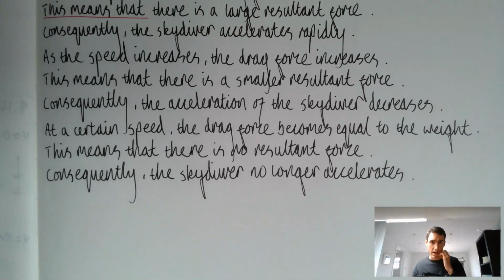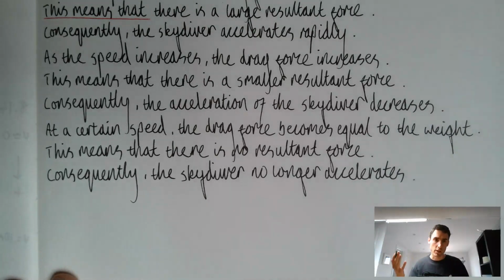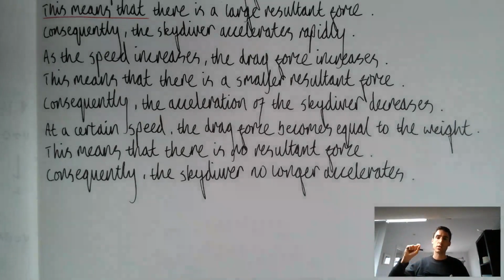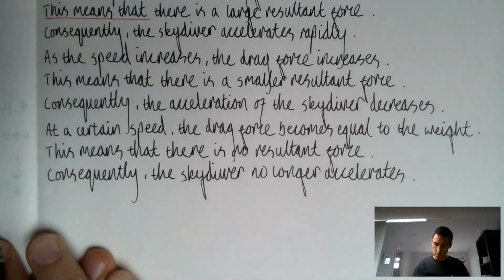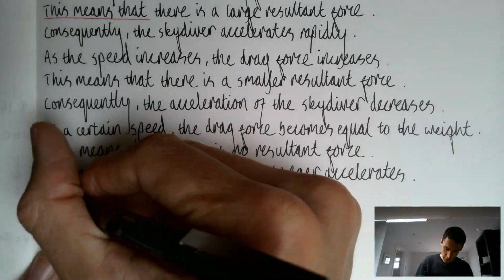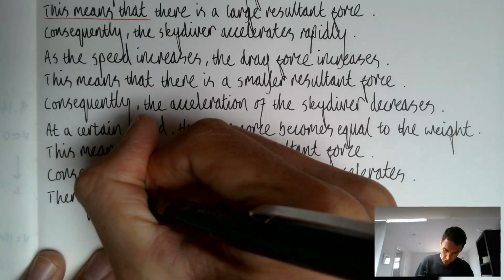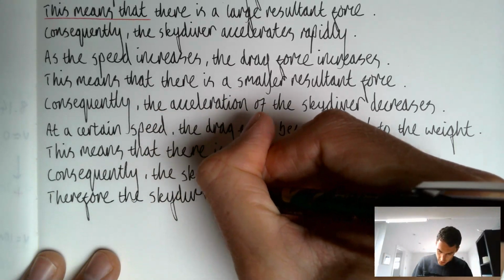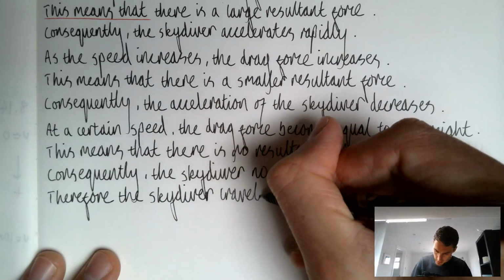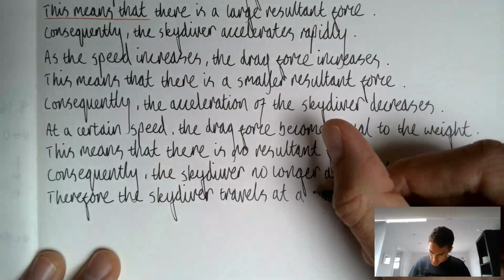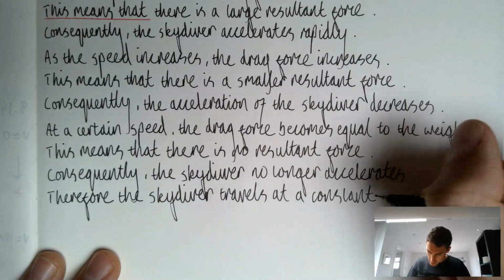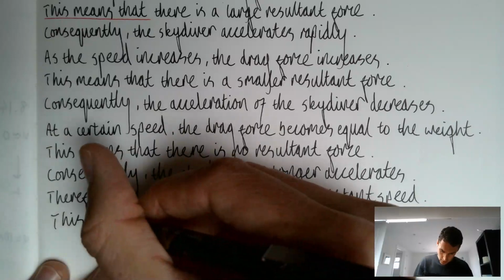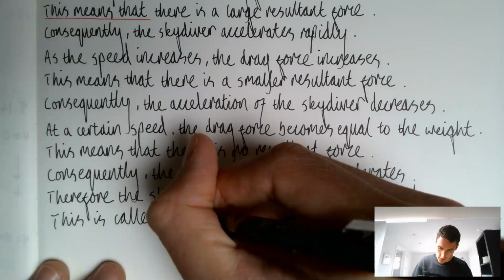And then I might want to add a note here. Again, this is kind of for exams, but also it's useful for getting students to be really, really clear about that link between no longer accelerating and a constant speed. So I might say, therefore, I'll use another linking word which implies causality. Therefore, the skydiver travels at constant speed. Final note: this is called its terminal velocity.